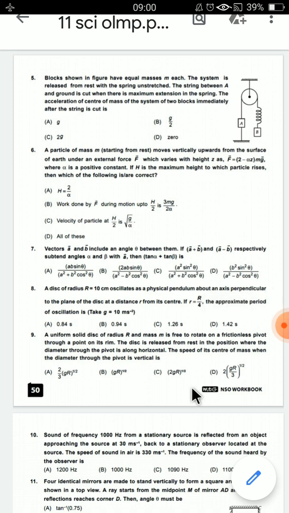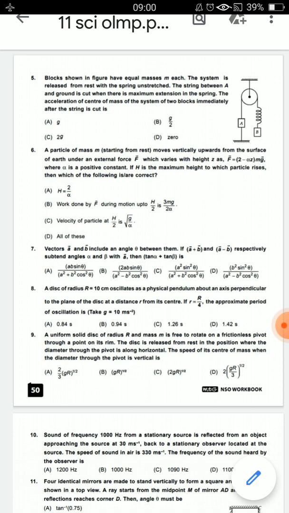7. Vectors A and B include an angle theta between them. If A plus B and A minus B respectively subtend angles alpha and beta with A, then tan alpha plus tan beta will be what? As you can see, two vectors A and B are given, and both have an angle theta between them. So we need to add them.